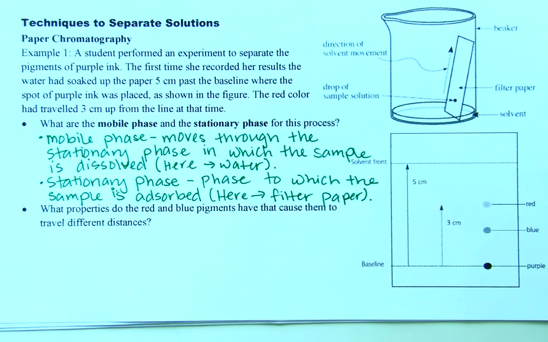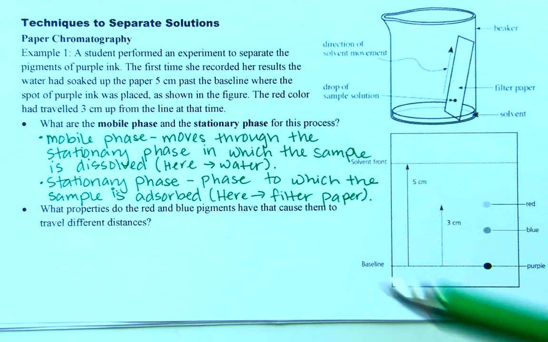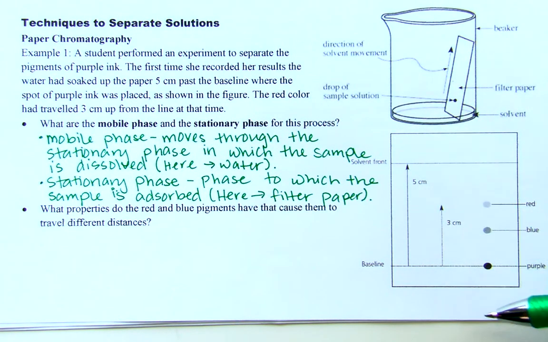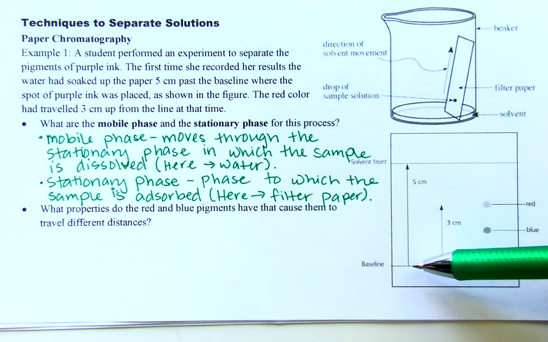Alright, what properties do the red and blue pigments have that cause the opposite phase? So, here you're really looking at the difference in the strength of the intermolecular forces with the mobile phase, which is solubility, and the stationary or adsorptivity. Those differences result in traveling different distances. So red's going to travel further because it has stronger intermolecular forces with the solvent than with the paper. So it's going to interact more strongly with the solvent, so the solvent is going to carry it farther.